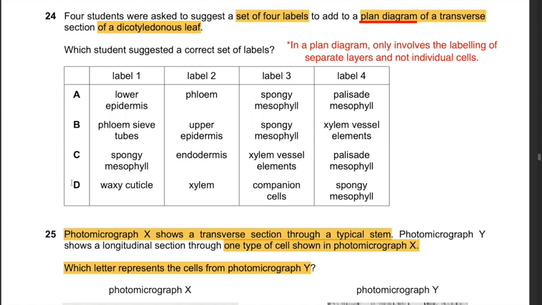Lower epidermis, yes, that is a layer. Phloem, that is a tissue. Spongy mesophyll, that is again one layer of the transverse section of a leaf. Palisade mesophyll, that is again another layer. Hence the answer is A.